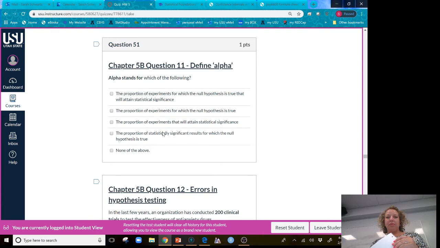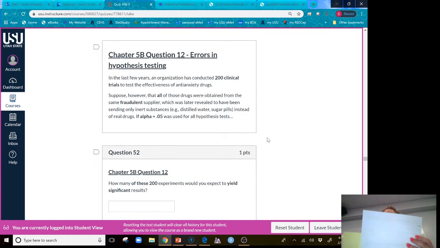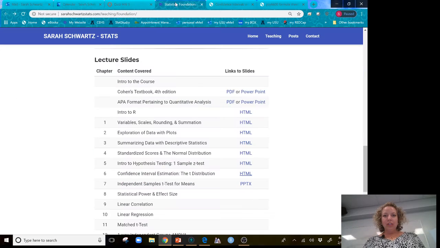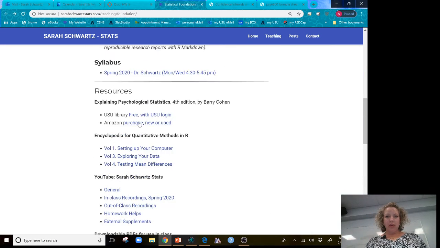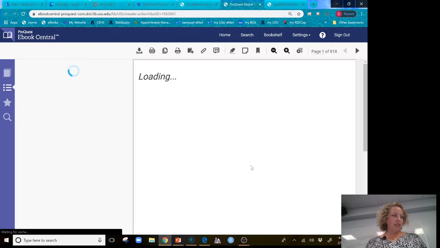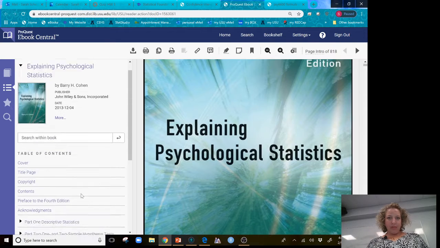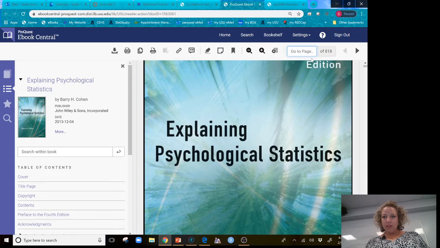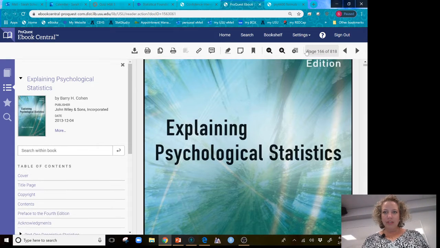What does alpha stand for? Okay, so these are pretty tricky. In the textbook, it's page 163, 164, 167, 168. There's a figure at the bottom of page 166. Let's see if I can pull up the textbook so we can look at it. What does this figure look like? Figure at the bottom of page, we can go to 166.